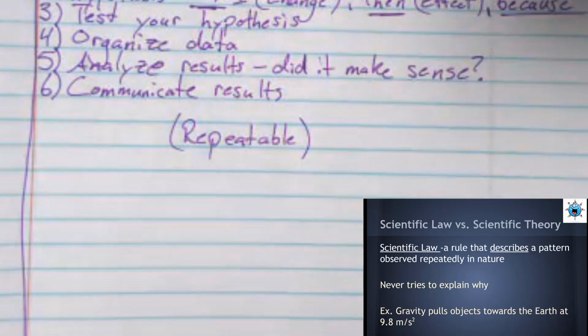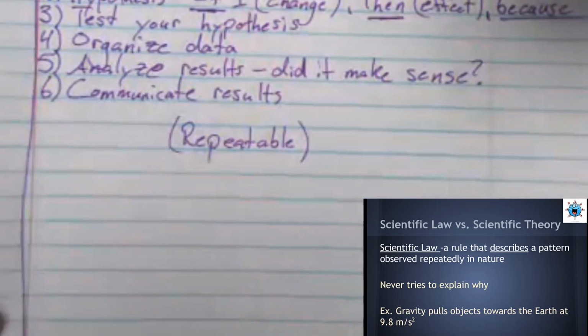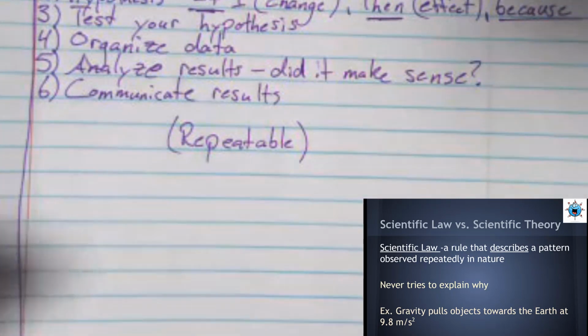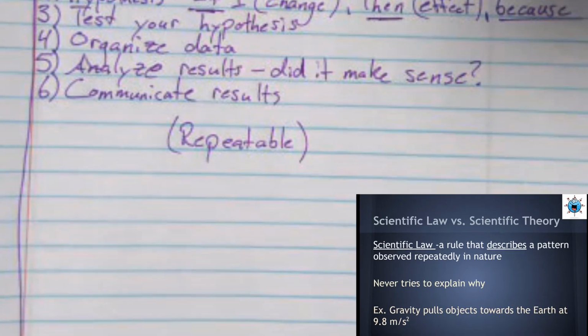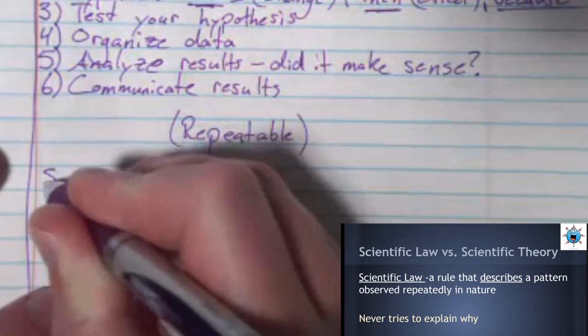Okay, so 2 more things that we're going to add to this one page, and then we'll be done with notes for this page. So there are 2 very different things, but a lot of people interchange them, which is unfortunate, but we're going to talk about the difference. So the scientific law versus a scientific theory. So let's start with scientific law. So let's write down the definition.